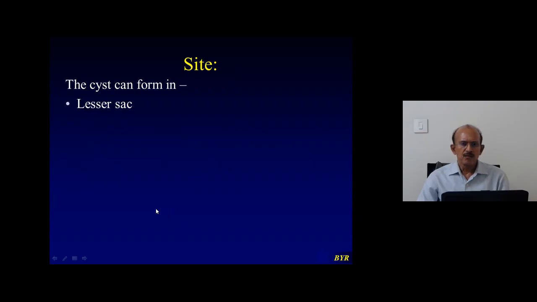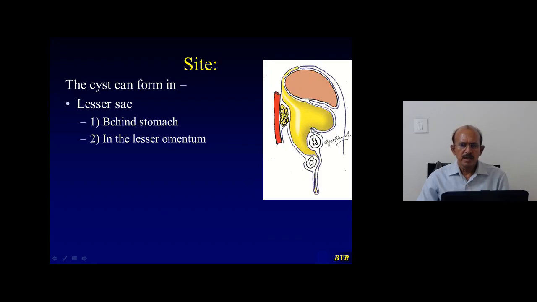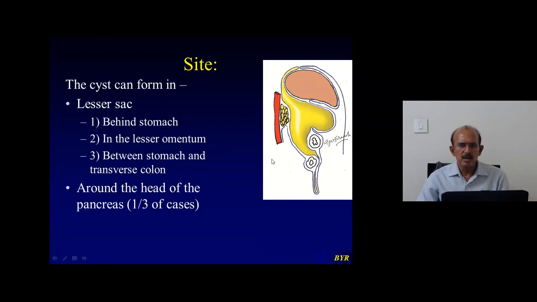Site: the cyst can form in the lesser sac behind the stomach or in the lesser omentum. That means the stomach is displaced down between the stomach and liver. It bulges. So it presents like a cystic mass between the stomach and the liver through the lesser omentum. Or between the stomach and transverse colon. Sometimes it may project here. That means in this region between stomach and transverse colon also sometimes it may bulge like this.